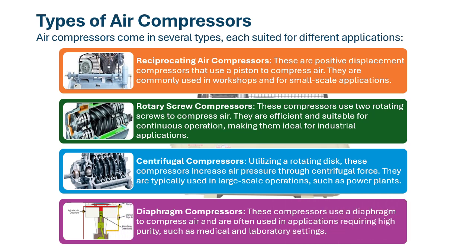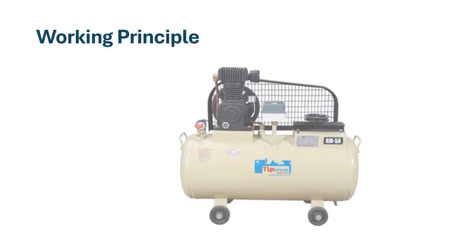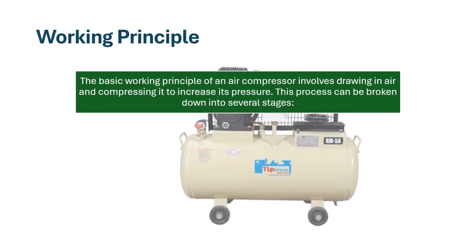Diaphragm compressors. These compressors use a diaphragm to compress air and are often used in applications requiring high purity, such as medical and laboratory settings. Working principle. The basic working principle of an air compressor involves drawing in air and compressing it to increase its pressure. This process can be broken down into several stages.